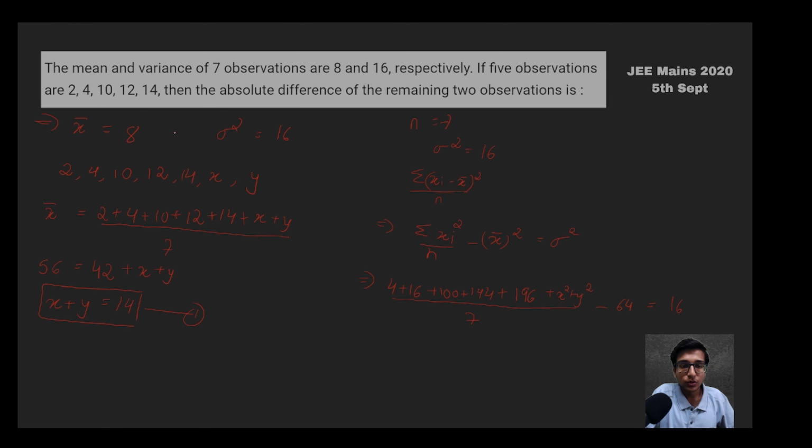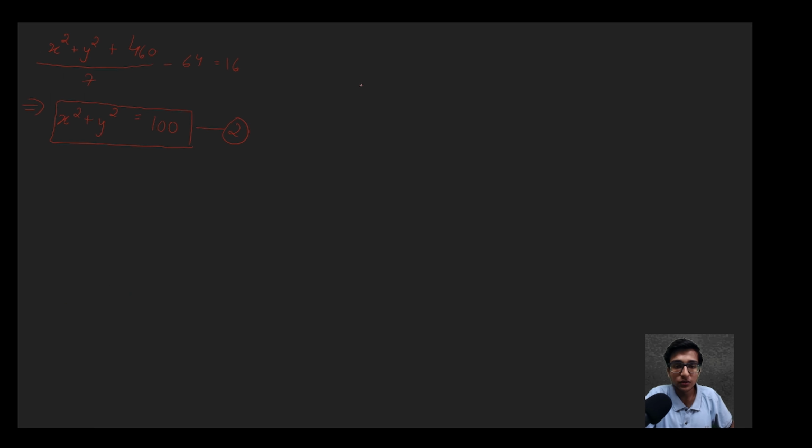And what was asked to us in the question, we had to find out the difference of the two observations. That means we need to find x minus y is equal to question mark. So this is what exactly we need to find out. So we know our first equation is x plus y and that is equal to 14. So let us just take the value of x to be 14 minus y and substitute it in this equation.